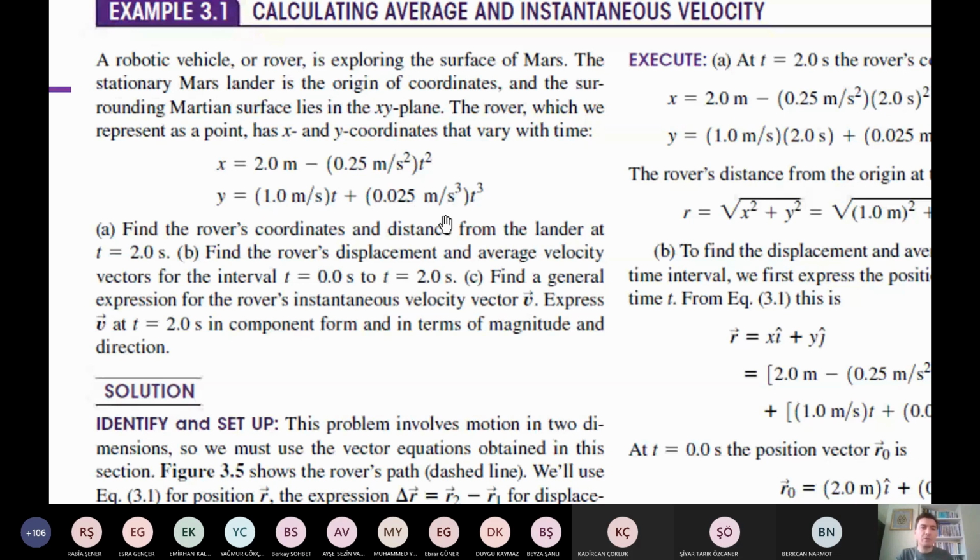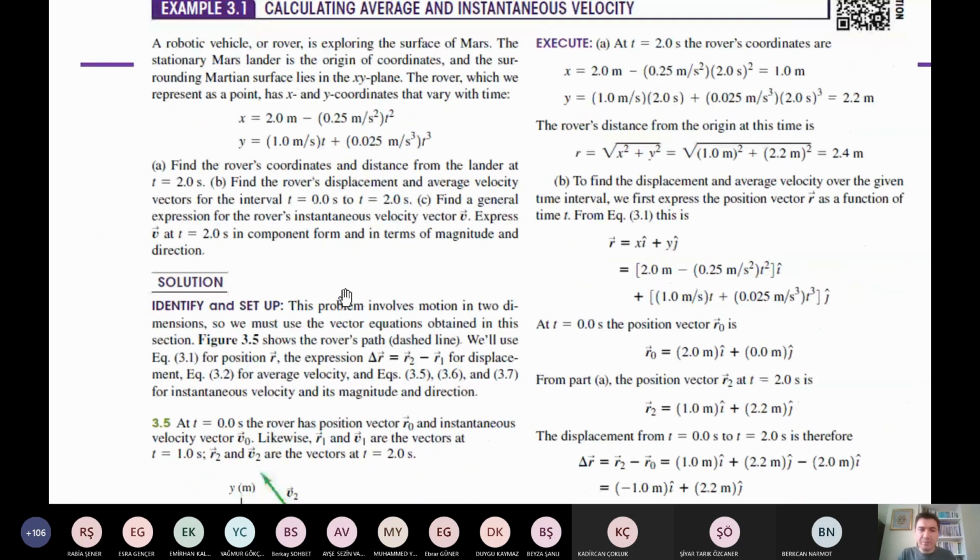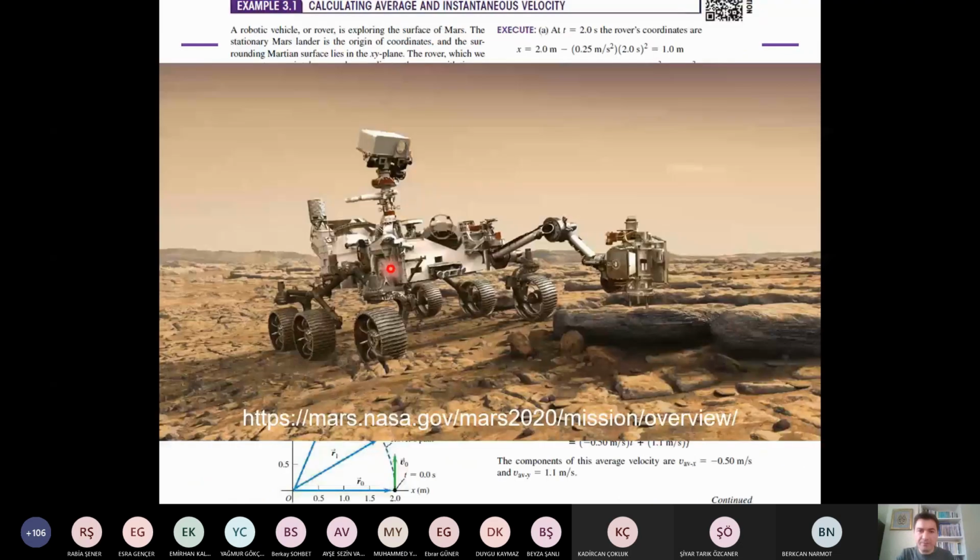So now we have questions. Let me show you a picture. This is a picture from NASA, okay? So this is the rover, and it is traveling on the Martian surface. So the question is related to this one. Now let me go back to the question.